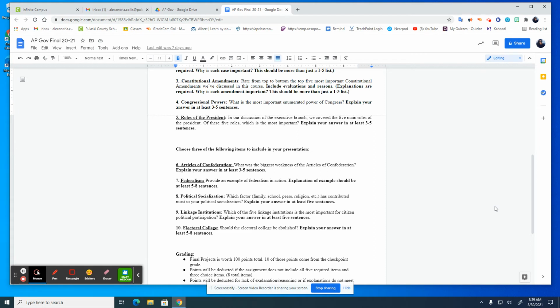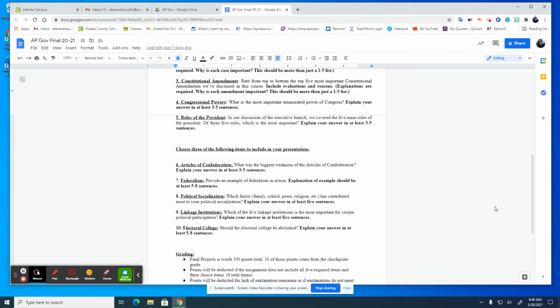Number 8, political socialization. Which factor has contributed most to your political socialization? Explain your answer in at least 5 sentences. Number 9, linkage institutions. Which of the 5 linkage institutions is the most important for citizen political participation? Okay, so elections, campaigns, political parties, interest groups, or the media. So you choose one and then you explain why it's most important in at least 5 sentences.